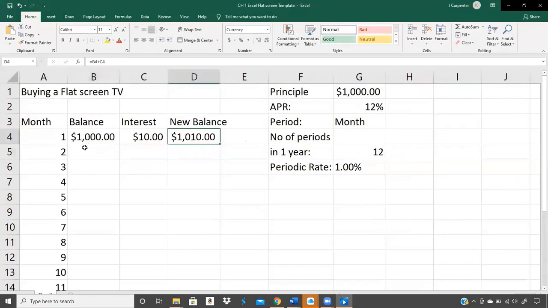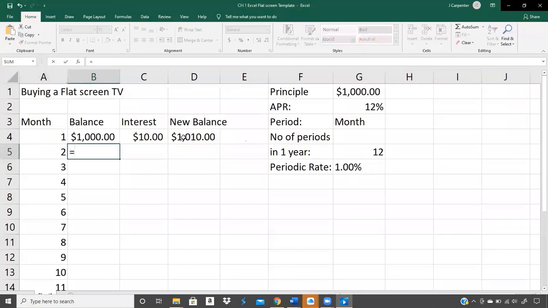So I already tried that out previously and it worked. So I just go equals here. I just need to go equals. I want you to be this one because the balance is not still 1,000, it's 1,010. Let me show that again. So I need the new balance to match the old balance. So new balance month 2 matches old balance month 1. So we go equals, click or type D4. That will make it $1,010.